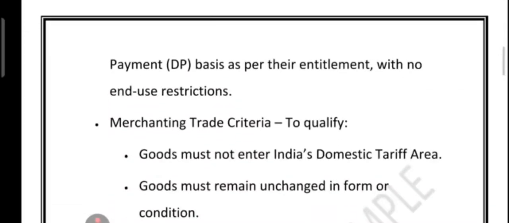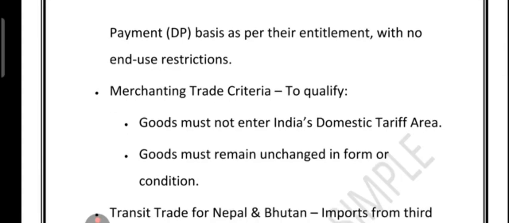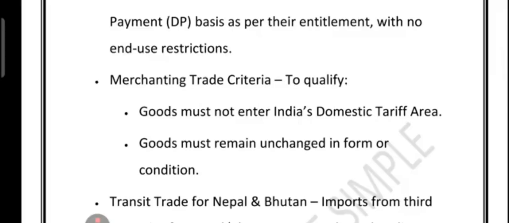Finally, let's talk about merchanting trade. This is when goods are bought from one country and sold to another without entering India's domestic market. So from one country we are purchasing goods and we are selling the goods to another without entering India's domestic market.